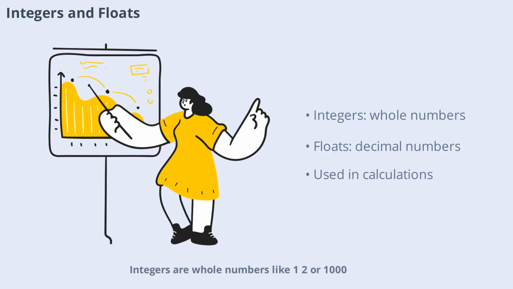Integers and floats are two basic types of numbers in Python. Integers are whole numbers like 1, 2, or 1,000, while floats are numbers with decimals like 3.14 or 2.5. You can use both types for calculations, and Python will automatically handle the math for you. Understanding the difference helps you choose the right type for your data analysis tasks.